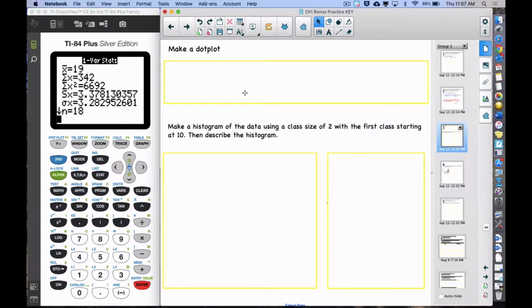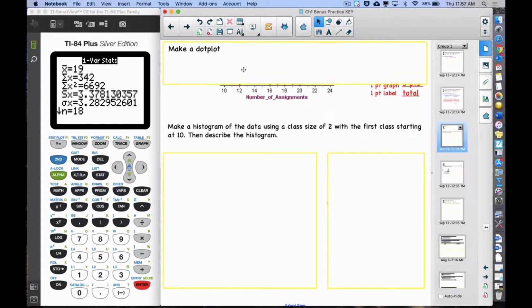Okay, next I said to make a dot plot. So again, look at your numbers, look how low they go, look how high they go, and get your points on there. So you do need to have a scale consistently labeled, that's a point. You do need to have your graph there with a label to get your other 2 points.